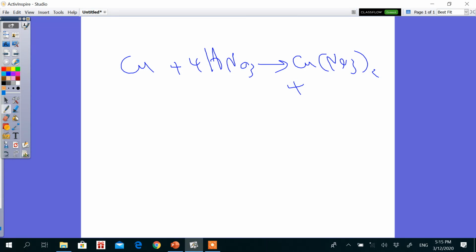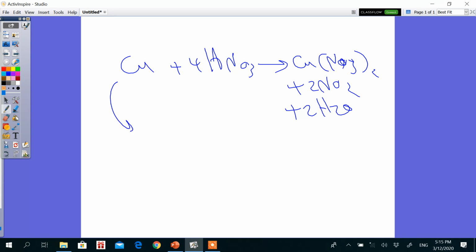We will complete our previous example, copper with nitric acid, HNO3, to produce copper nitrate, Cu(NO3)2, plus 2NO2 plus 2H2O. We will discuss the copper.